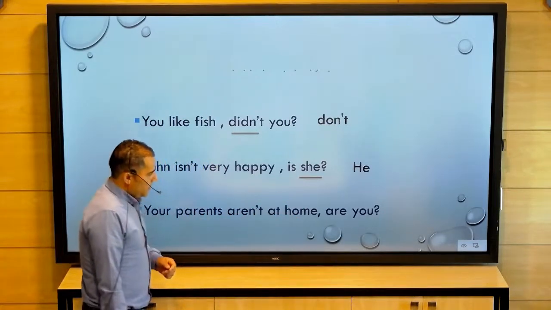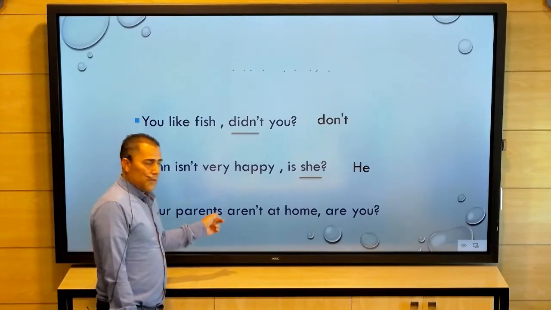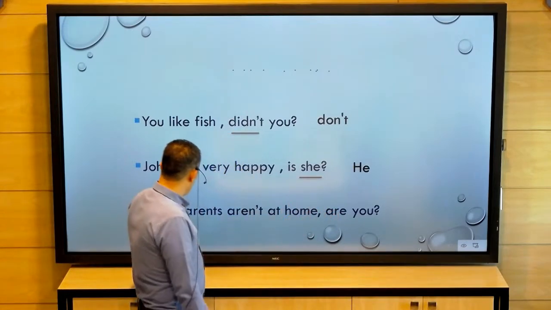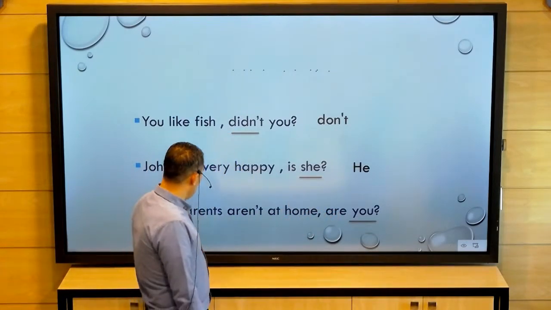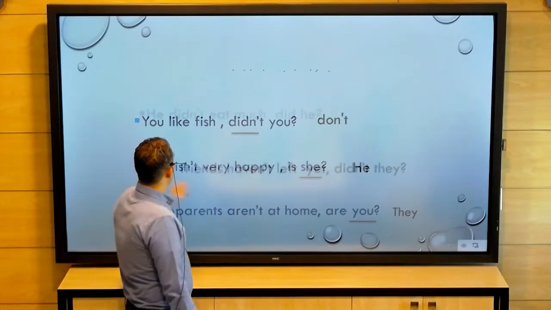Your parents aren't at home. Here we have your parents, your father and your mother. They are not you, they are they. Plural pronoun. Your parents aren't at home. Are, we replace it with the appropriate pronoun, which is they.